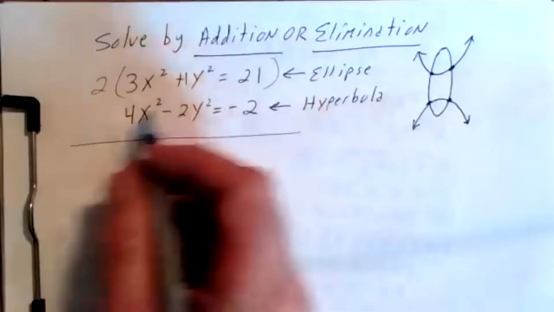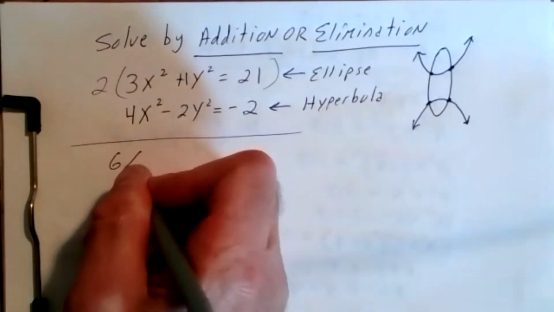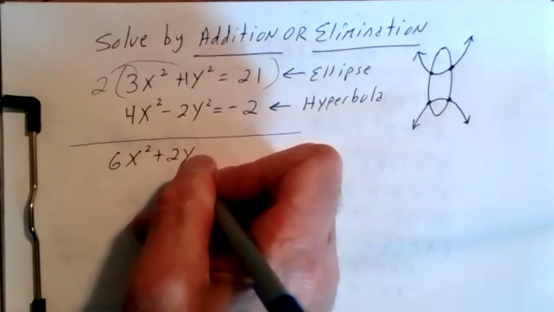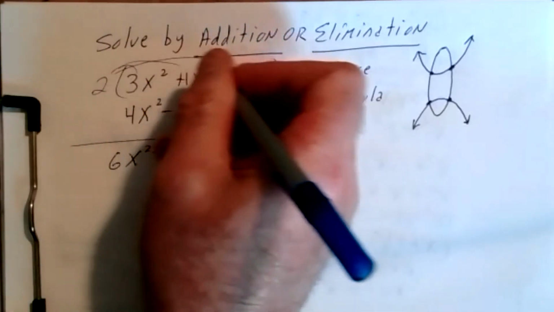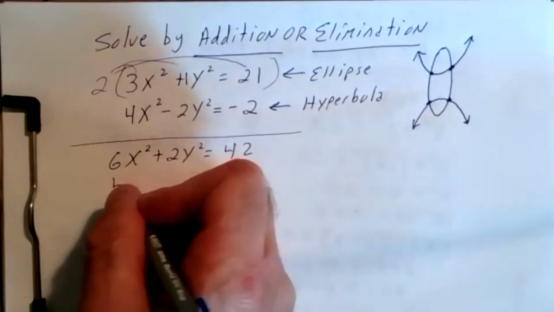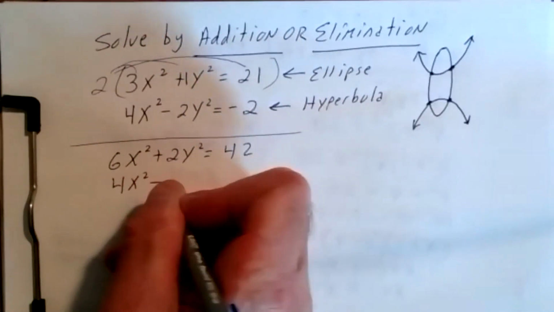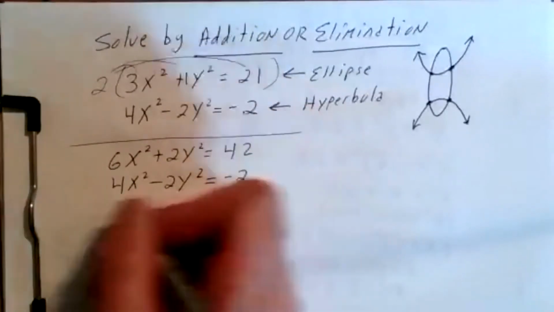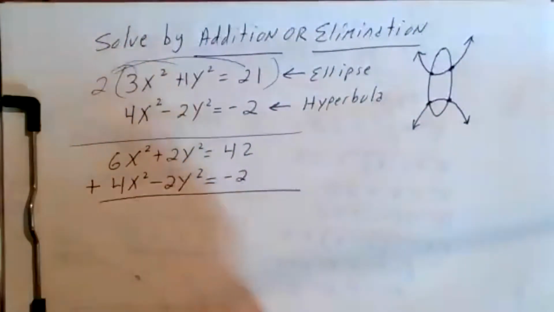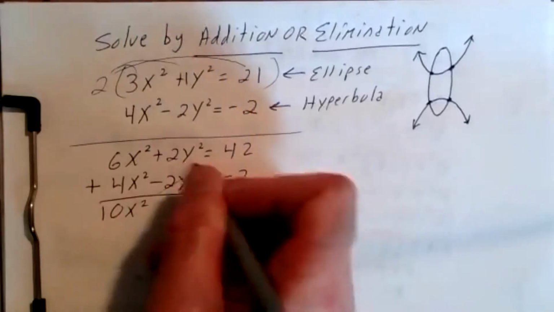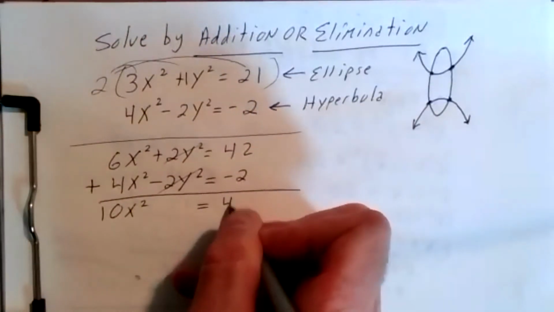Therefore, my equivalent first equation will be 6x squared plus 2y squared. Don't forget to multiply the right-hand side, 21, by 2. That'll give you 42. Sliding the second equation underneath this equation, notice our y variable will now be eliminated upon adding these equations together. So adding these equations up, we get 10x squared. Y is gone, eliminated. The right-hand side is 40.